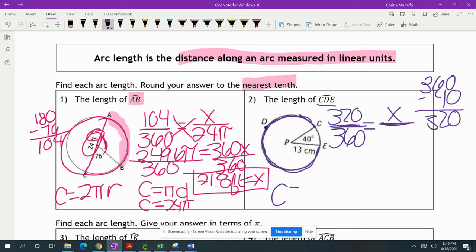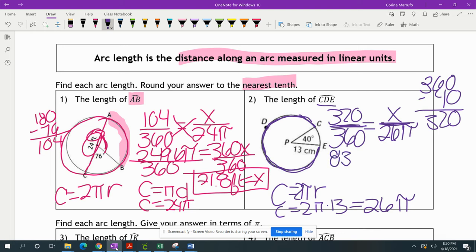total circumference. For here, my circumference is 2 pi r. In this case, we have the radius, so my circumference is equal to 2 times pi times 13, which gives me 26 pi. So here I'm going to put 26 pi. I'm going to multiply 320 times 26, and that gives me 8,320 pi. I still haven't multiplied the pi yet. Then I'm going to cross multiply the 360 times the x.